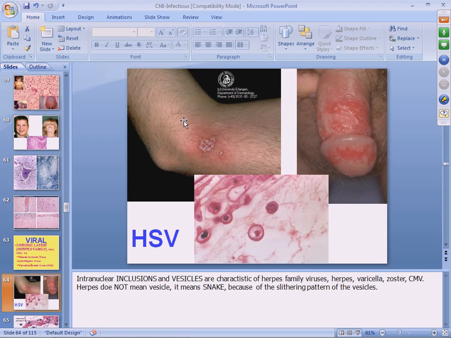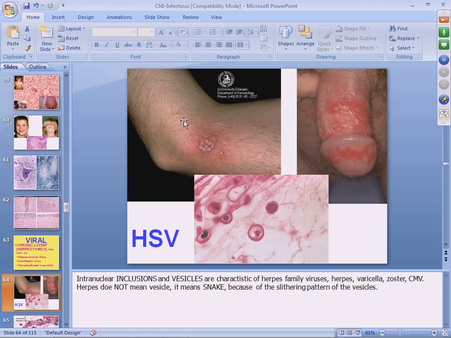And the reason why they choose to use the word snake rather than vesicle, even though they're all vesicular, is that the pattern of spread of herpes, once it starts, is generally sort of a creeping thing. It might start out as one. You may have had herpes yourself. You may know people that have herpes. You may fear herpes in your everyday life.